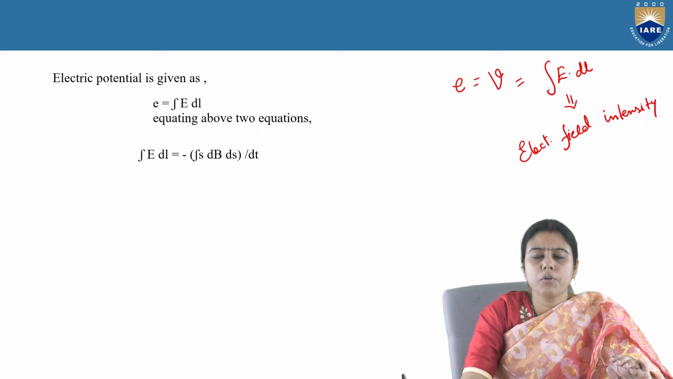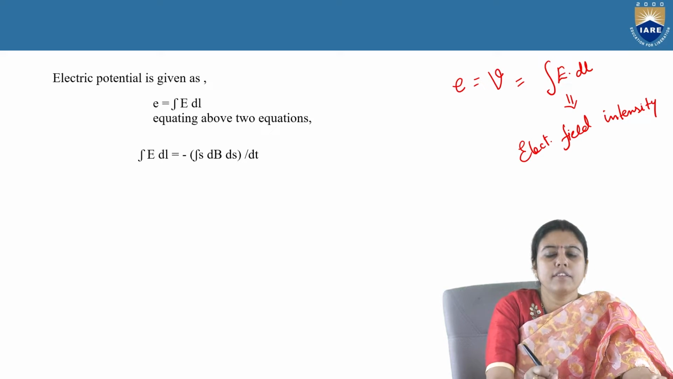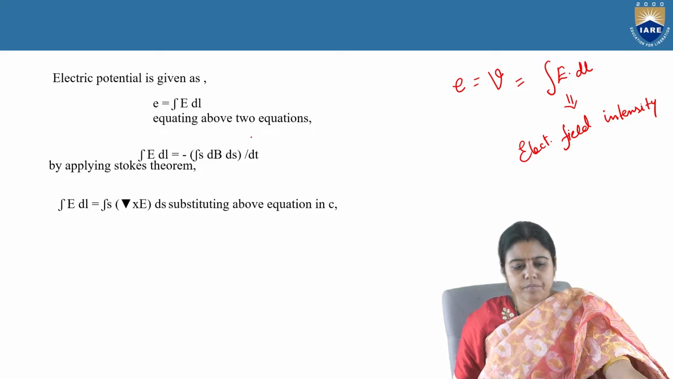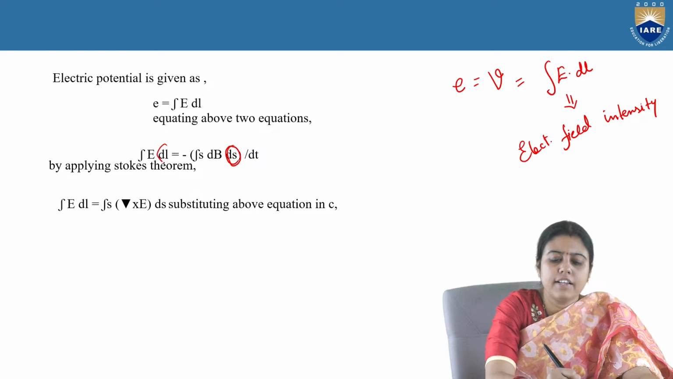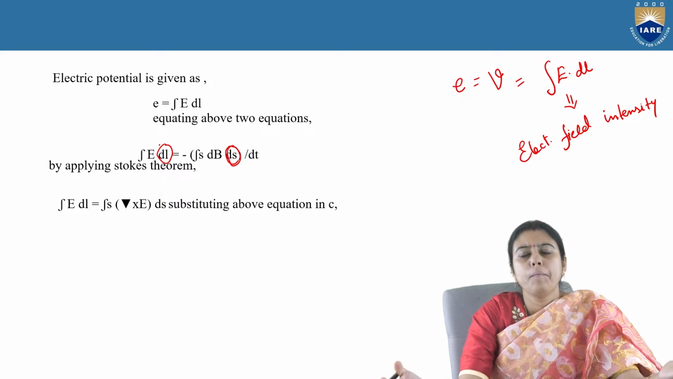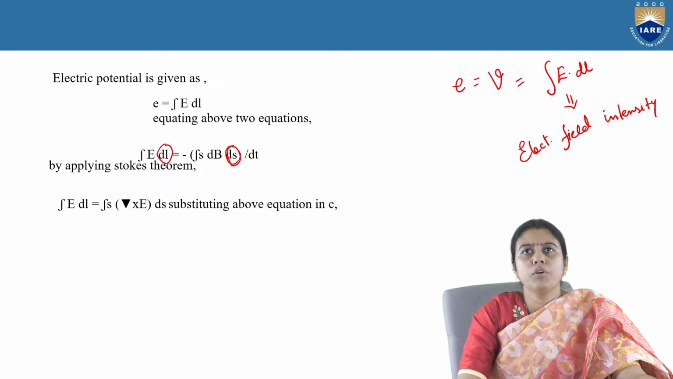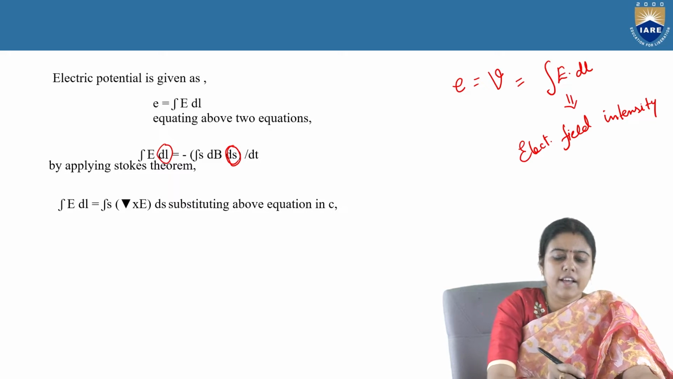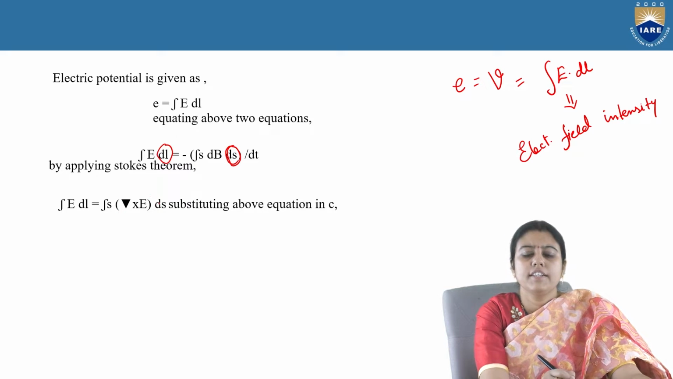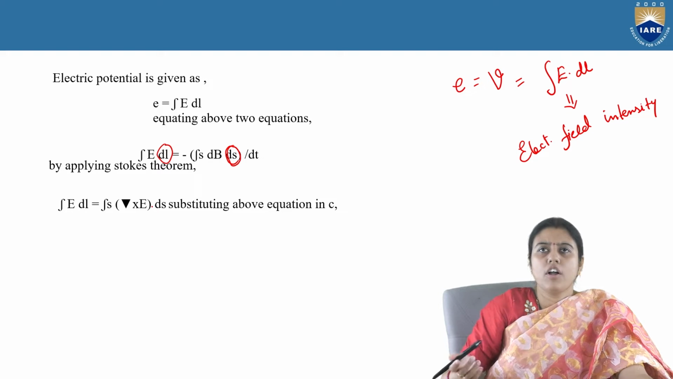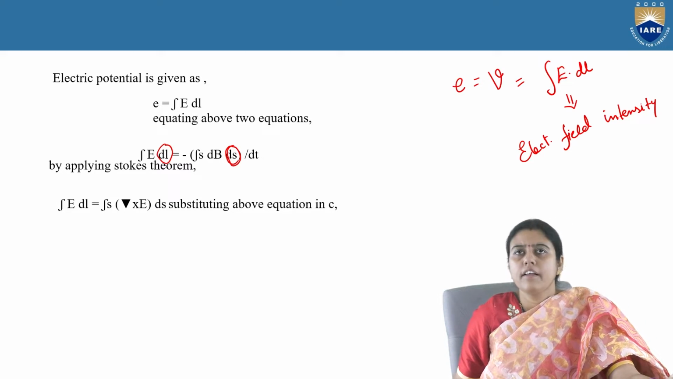So we got two equations: the integral of E dot dl, and previously we got E dot dl is equal to minus dB dot ds by dt. Now on this side the integration is ds, meaning a surface integral. This is the line integral. If we want to make it one line, we use the Stokes theorem. The Stokes theorem tells us that the closed integral of E dot dl is equal to the integral of curl E dot ds. Already we have discussed this in the previous lectures.